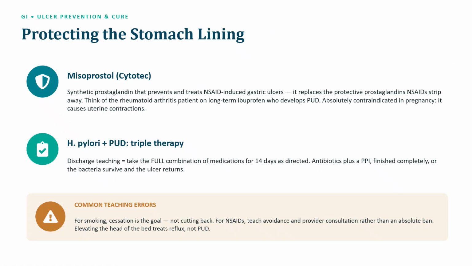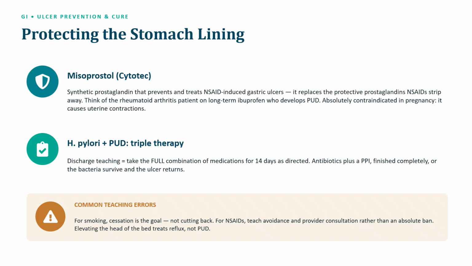Misoprostol, the brand name is Cytotec, is a synthetic prostaglandin. It replaces the protective prostaglandins that NSAIDs remove from the gastric lining. So it is used to prevent and treat NSAID-induced gastric ulcers, associated with long-term NSAID use and new peptic ulcer disease. Misoprostol causes uterine contractions, so it is 100% contraindicated in pregnant patients.